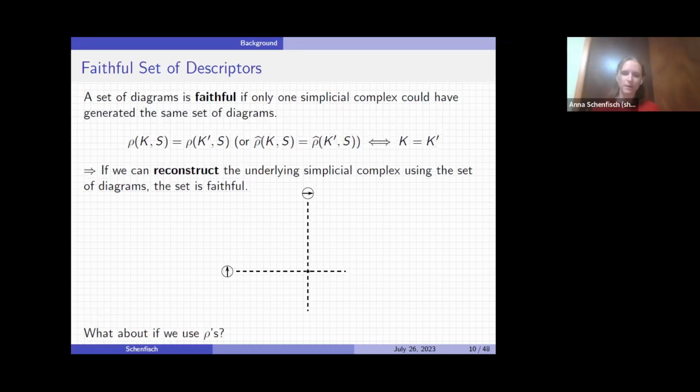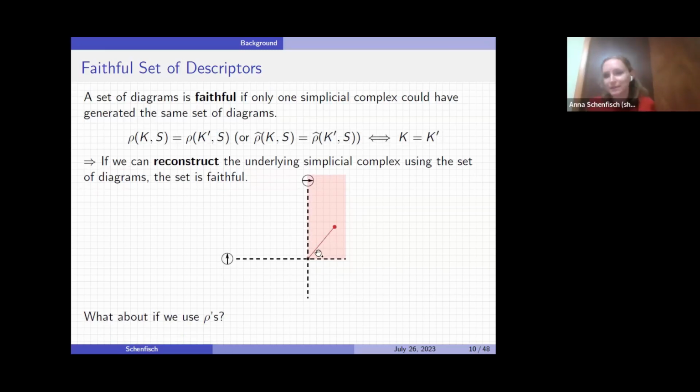Okay. If I use non-augmented diagrams, the story changes a little bit because now I don't have this one-to-one relationship between vertices in the complex and points in the diagram, right? So now there's this whole unexplored region that I can't be really sure what's going on in there. There's all sorts of stuff that could have happened. For instance, maybe I have an edge there, and the non-augmented diagrams would be identical. So I don't yet have a faithful set just using these two directions.